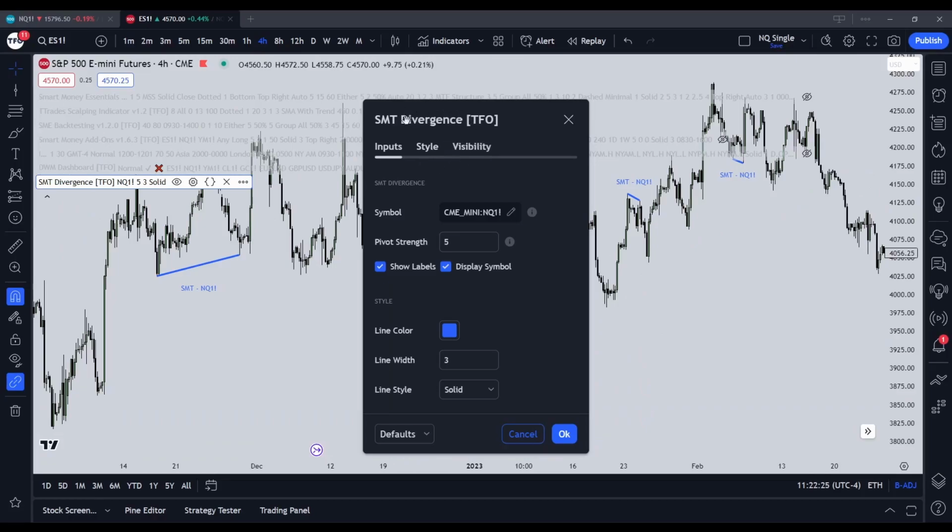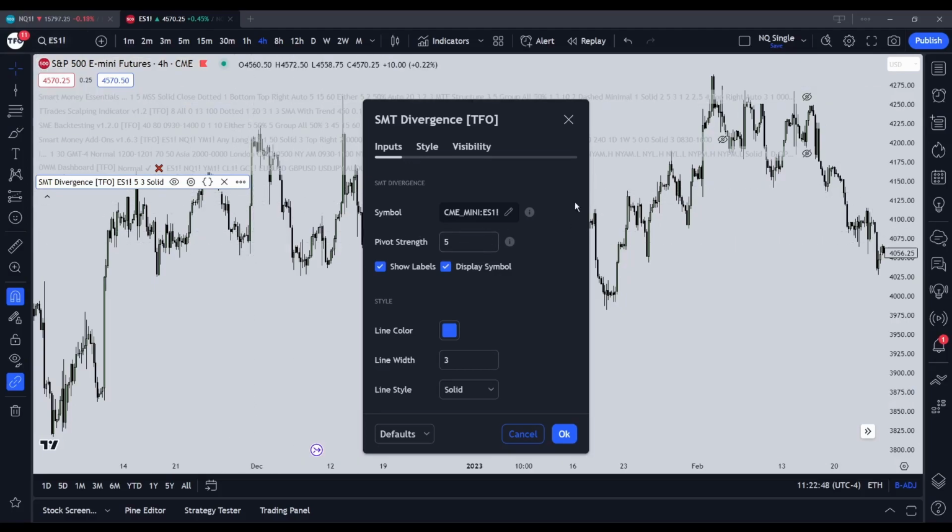But for anyone that wants to use the free indicator, I figured I'd cover the settings really quick so you understand how it works. Basically, this symbol right here is what you're going to be comparing the current chart to. So right now we're on ES, so I want to compare to NQ, for example. If I were to set this to ES, nothing would show up because it's the same exact chart, so there's going to be no divergences, obviously. So I'm going to put that back to NQ.